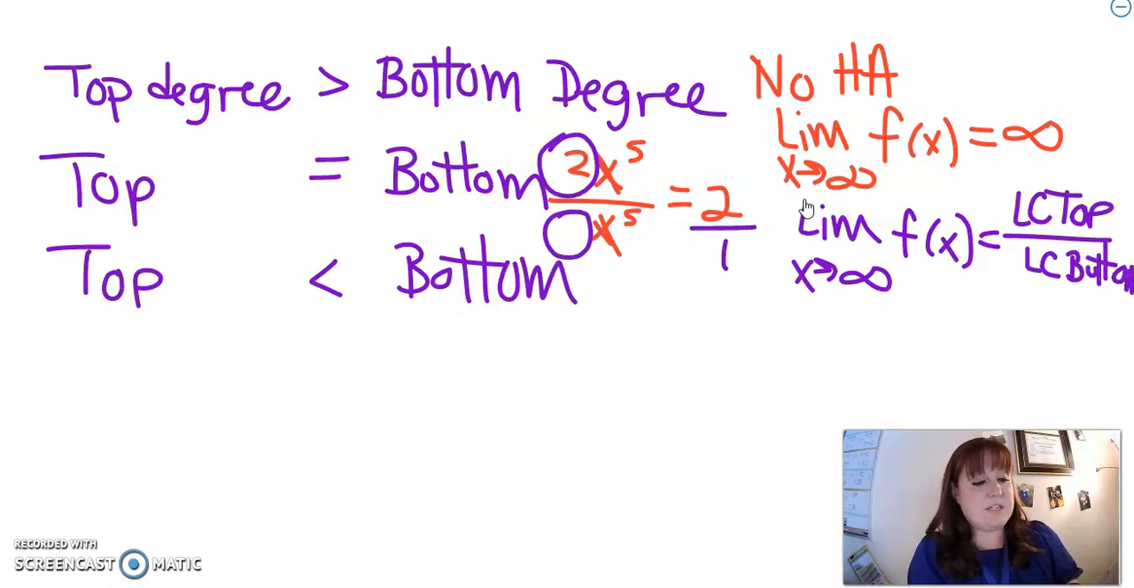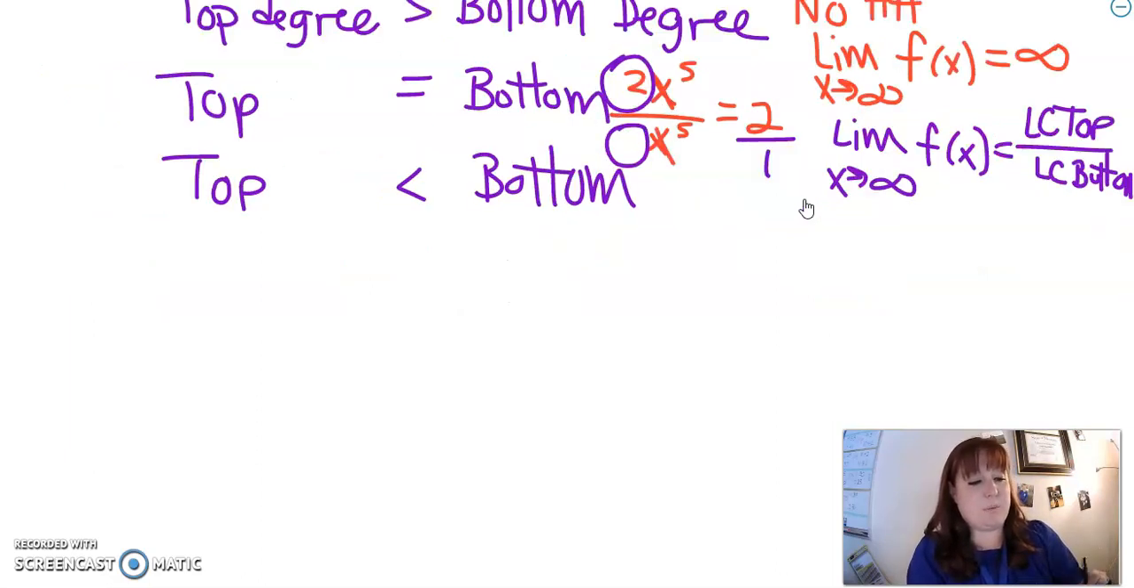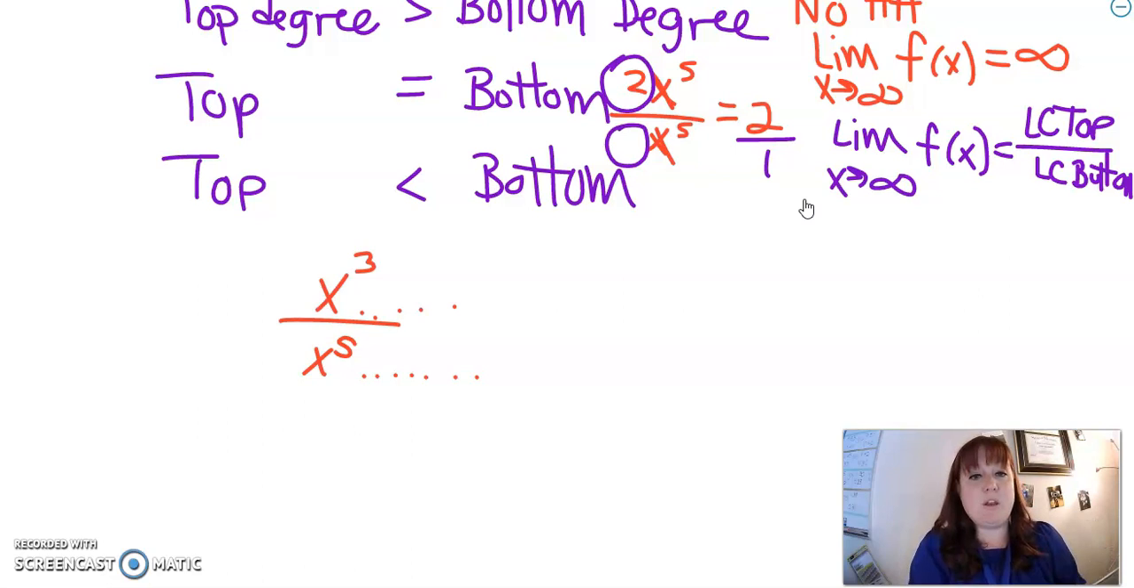Okay, last but not least, if the top is smaller than the bottom, so we have something like x to the 3rd over x to the 5th. And remember, it doesn't really matter what else is here because all of that stuff doesn't matter. We just care about the biggest term. What's going to happen? Well, the bottom is going to grow way faster than the top. So we're going to be taking a small number and dividing it by a huge number. What happens when we divide a small number by a huge number? Eventually, we're going to get really close to 0.